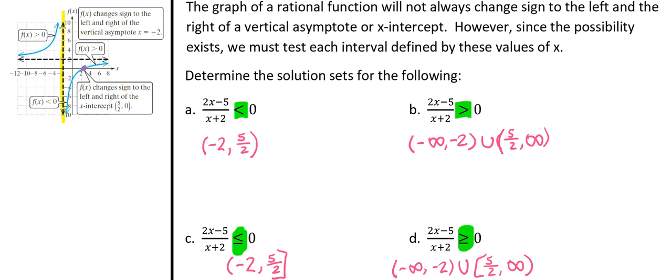Now, a common mistake is people including that negative 2. But notice that we don't include it. We have a parenthesis there instead of a closed bracket. So the value negative 2 is excluded from the solution set because negative 2 makes the expression 2x minus 5 divided by x plus 2 undefined. So we cannot include that negative 2 in our solution.